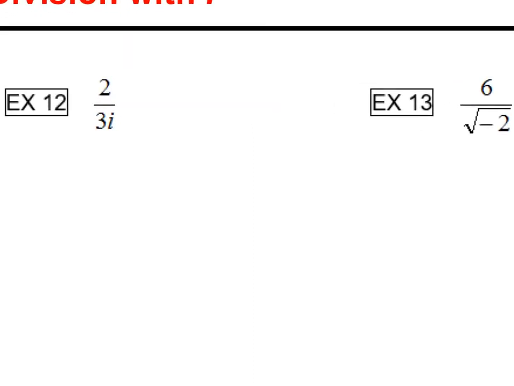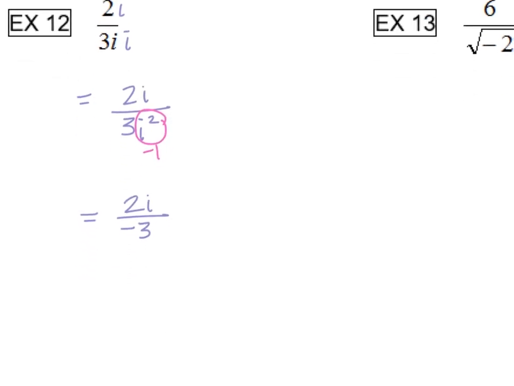If we take this example and multiply the bottom by I and the top by I, on the top we're going to have 2I, on the bottom we're going to have 3I squared. But remember, I squared is actually equal to -1, so we have 2I over a -3. And then in a fraction, if you have just the denominator negative, let's go ahead and put that up top. We're going to say a -2I over 3.